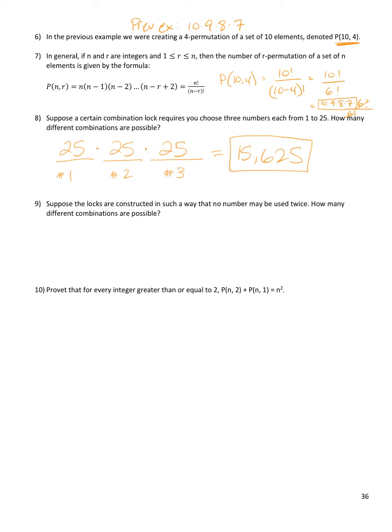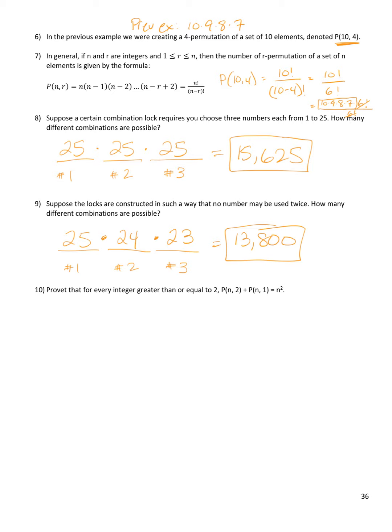And let's suppose the locks are constructed in such a way that no number may be used twice. How many different combinations are possible? So now I just can't repeat a number. So I have the first number, the second number, and the third number. When I choose the first number, I have 25 options. And when I choose the second number, I can't repeat the first, so I only have 24 options left. And when I choose the third number, I can't repeat the first or the second, so I only have 23 options. We multiply these together, and we get 13,800 combinations.